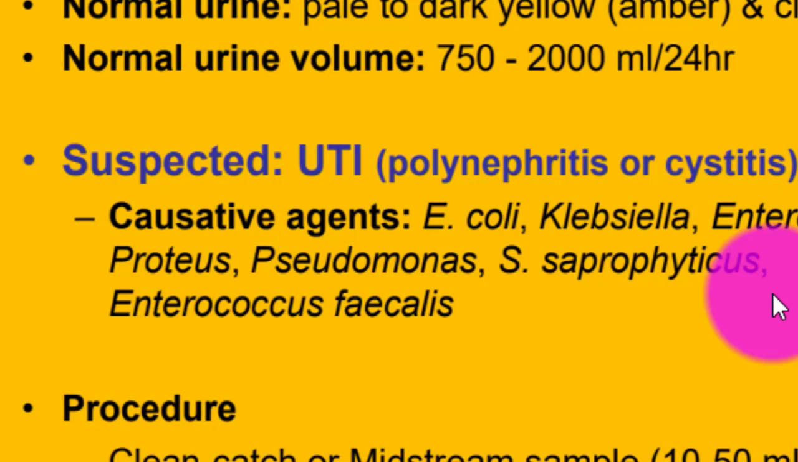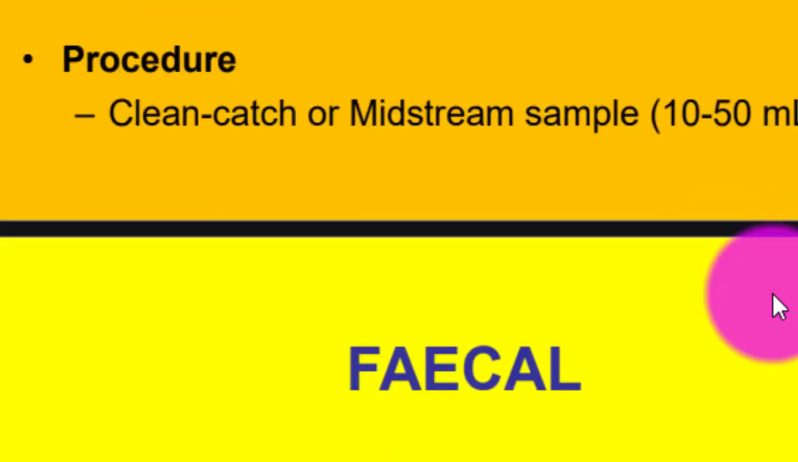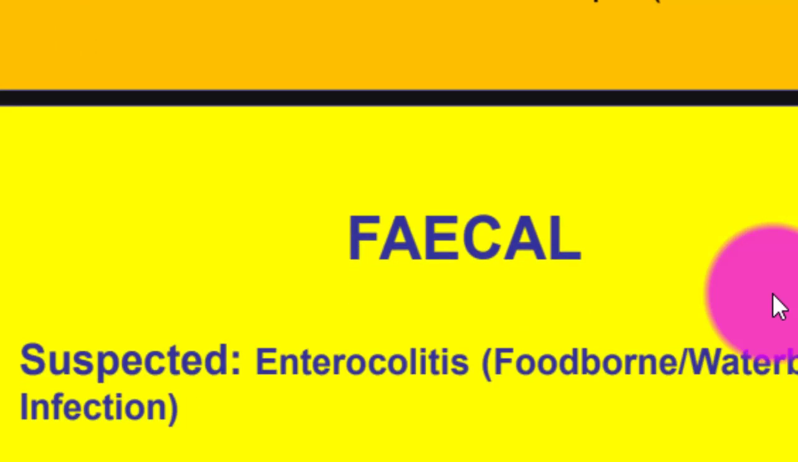Suspected pyelonephritis or cystitis, the urinary tract infection. Causative agents: E. coli, Klebsiella, Enterobacter, Proteus, Pseudomonas, Staph saprophyticus, Enterococcus faecalis. The procedure: clean catch or midstream sample. They collect the midstream of the urine, not the first drops or the last stream, about 10 to 50 ml. This is the ideal sample for urine culture.